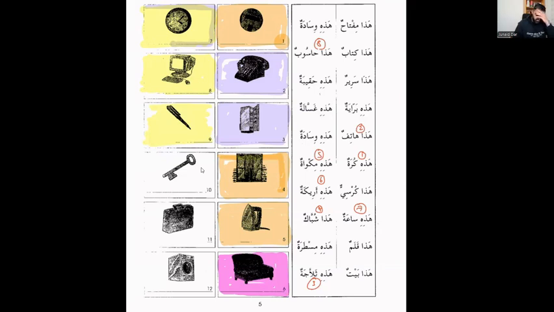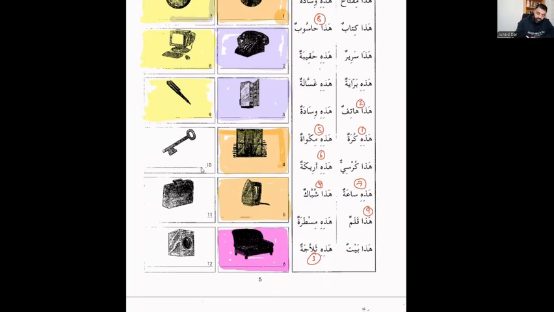It's the second one from the bottom. Good. That's number 9. This is a pen. Qalamun. Good. Okay, we've got 3 more to go. Miftahun.